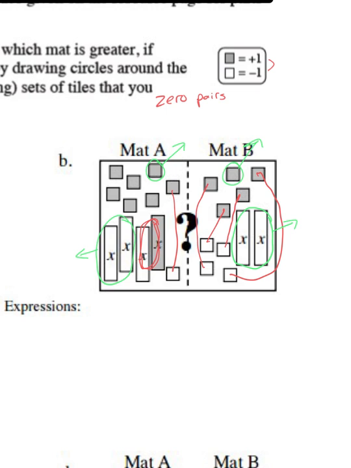For the expressions, before I took away anything, on this side I had negative 3x plus x plus 7 plus negative 1. On this side I had negative 2x plus 5 plus negative 4. That was my original. And then my final, what I have left on the left side is just 5 positive tiles. I have nothing on the right side. And so then my final answer is that mat A is bigger because 5 is bigger than 0.